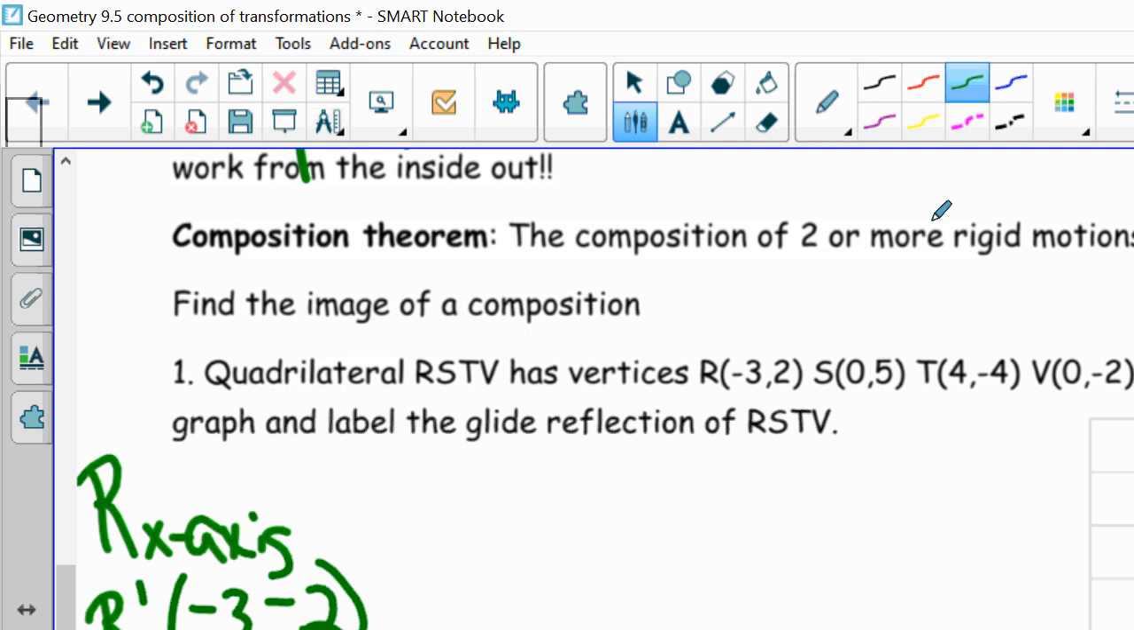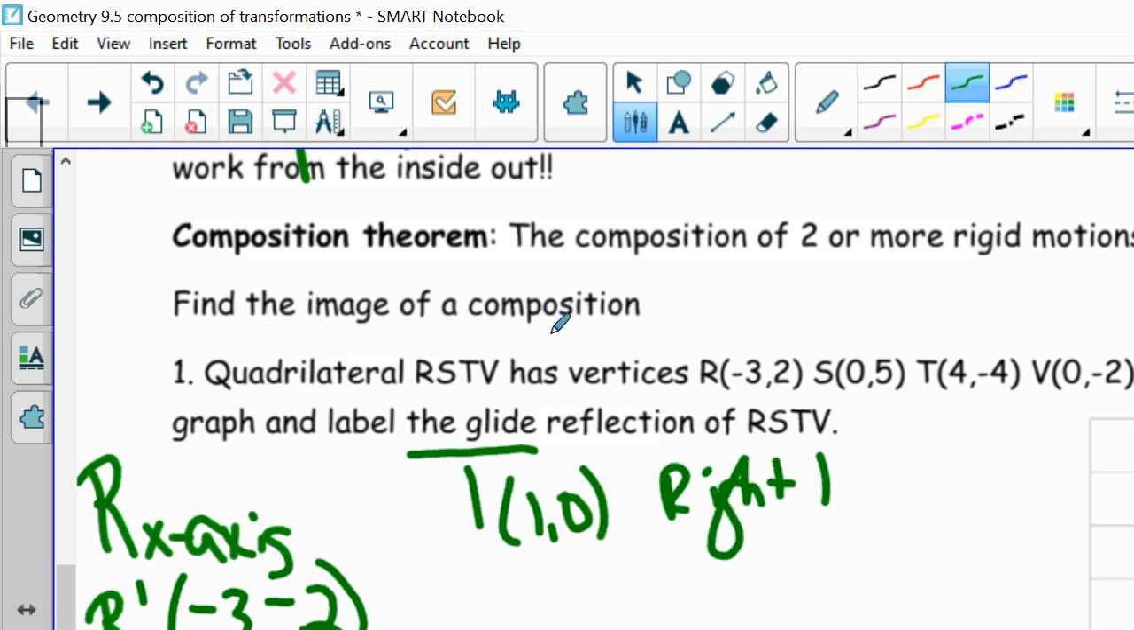Now I do the second one, which is the translation. So now I'm going to translate (1, 0), which just means I'm moving everything right 1, which is adding 1 to all of my x's. So this is going to give me R double prime, S double prime, T double prime, and V double prime.